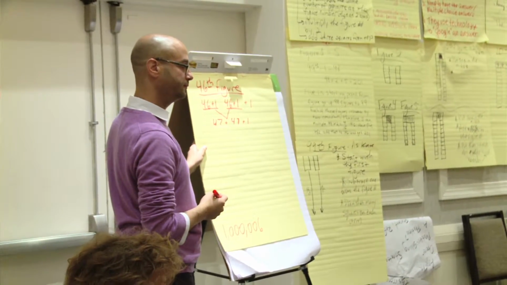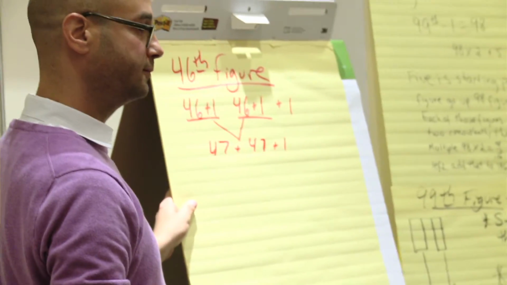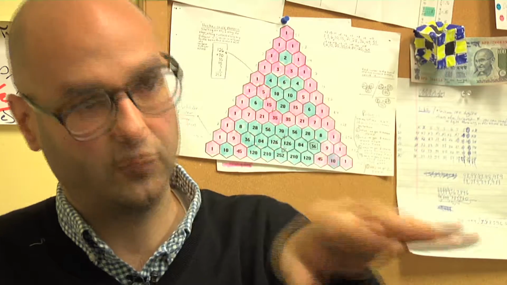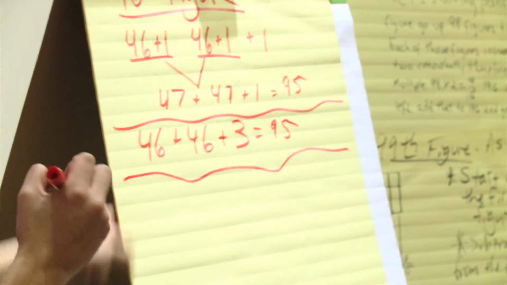46 plus 46 plus 3 for the bridge at the top. You can look at the different ways of expressing a generalized statement, either 46 times 2 plus 3, or 47 times 2 plus 1, and look at whichever ones come up.